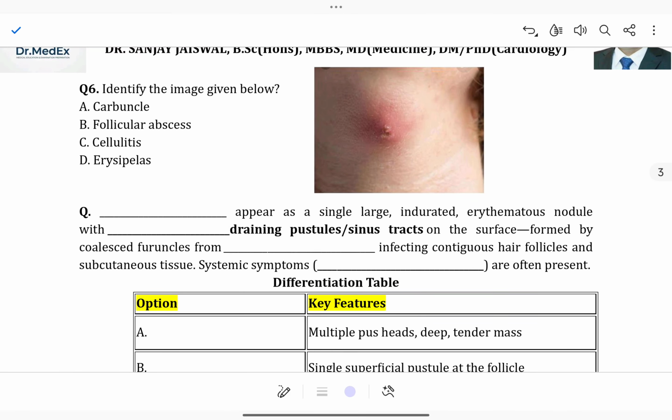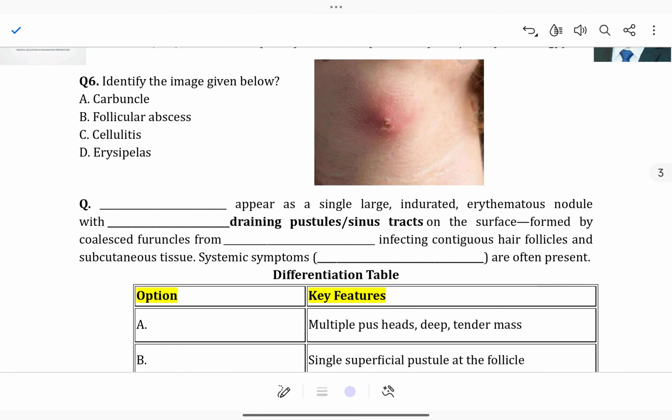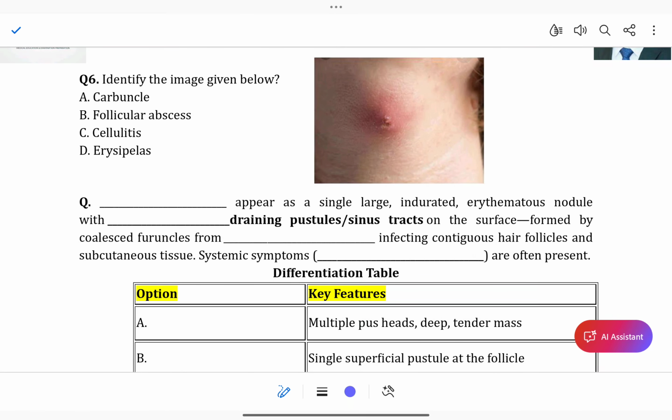Come to question number 6. Identify the dermatology image given below. Option A is carbuncle. Option B is follicular abscess. Option C is cellulitis. Option D is erysipelas. So which is the correct option? Please think about it and tell me.